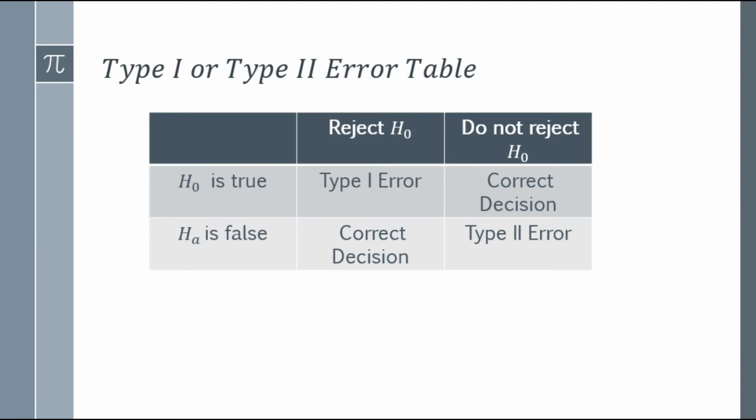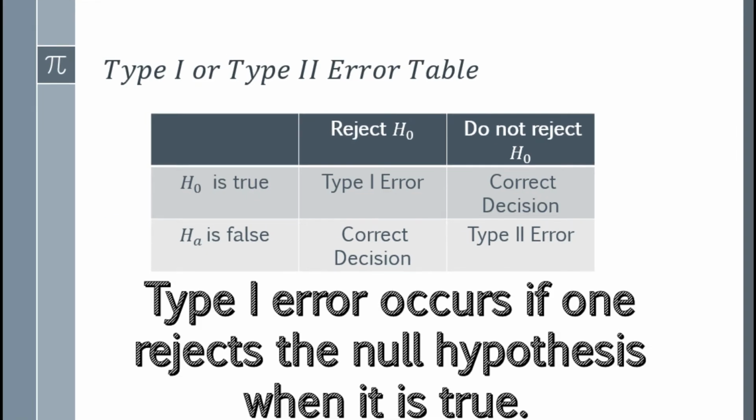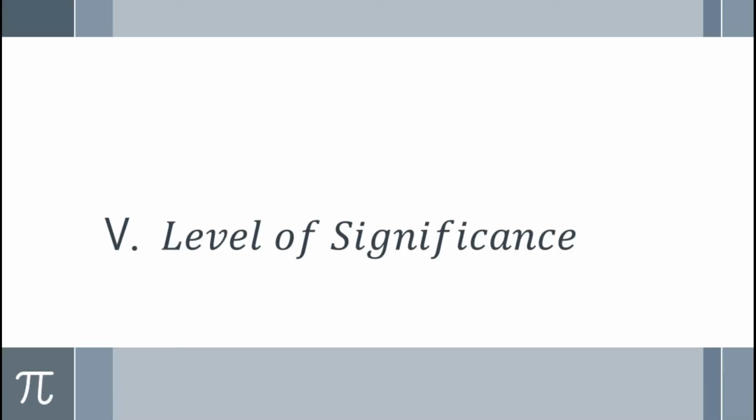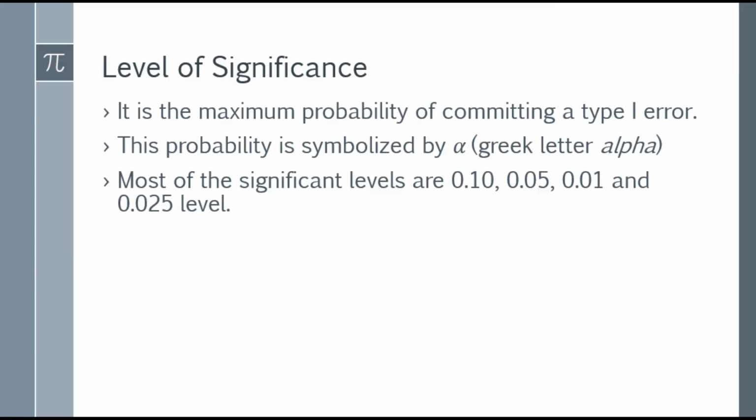So here is the table. You may refer it na lang. Type 1 error occurs if one rejects the null hypothesis when it is true. Tapos, ang type 2 error naman daw ay occurs if one does not reject the null hypothesis when it is false. Okay, let's move on to chapter 5, level of significance.